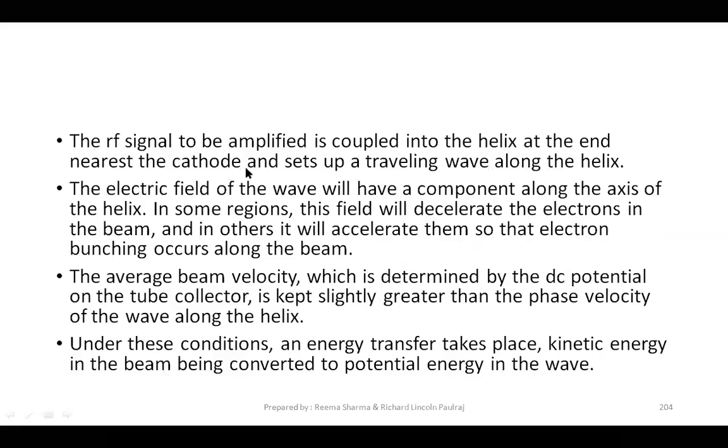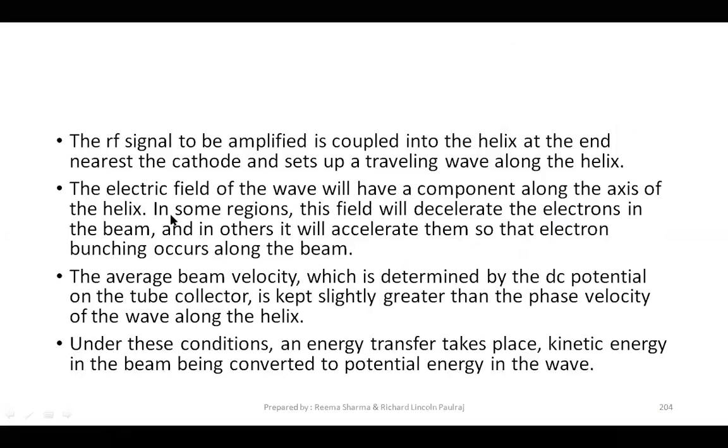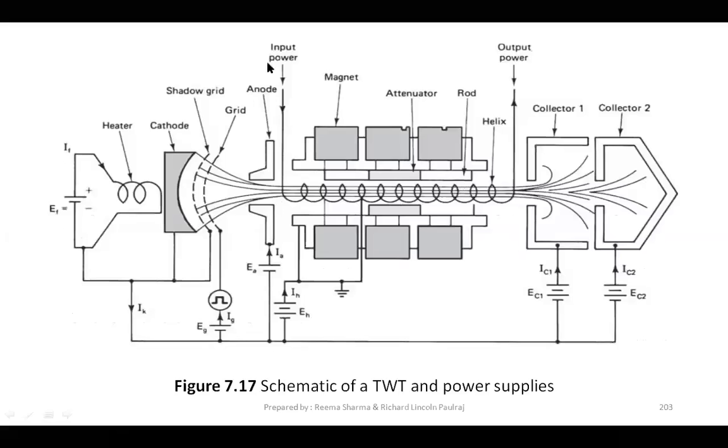So it is at the nearest cathode and sets up a traveling wave along the helix. So as this wave passes through, it makes sure that it is actually passing through this wire, which is coiled like a spring. The electric field of the wave will have a component along the axis of the helix. So you have an electric component because I'm giving an input power here, and I will make sure that these electrons are actually moving along only this path.